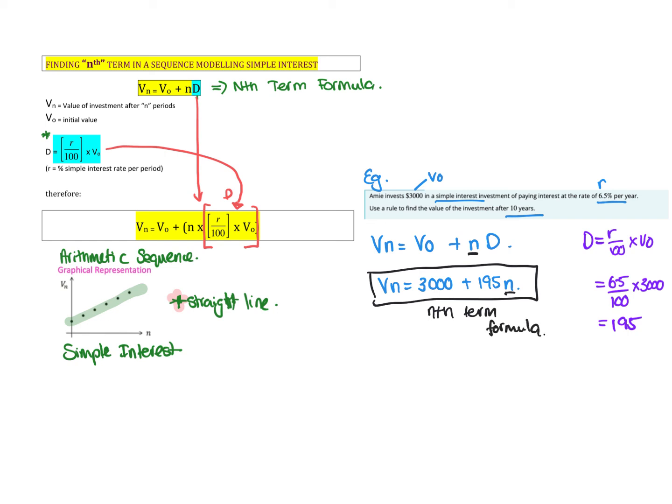Now they want us to find 10, so that would be V10. In my formula, every time I see an n, I put a 10. And then if we work that out, we end up with 4,950. So V10 here, there's my final answer.